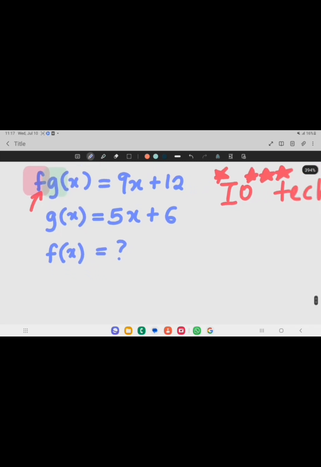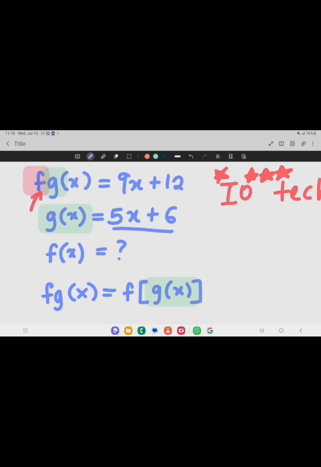Alright, so the first thing, write back your f of g of x. Whenever the question involves something like this, you always start your working from the composite function. The composite function given to you is f of g of x. So the first step is to split the composite function given to you, like this. Then see whether g of x is given or not, whether the equation of g of x is given. Yes, it is given, as you can see here. It is basically 5x plus 6.